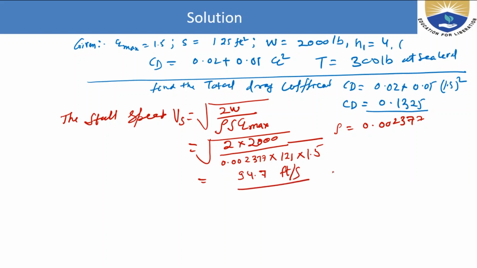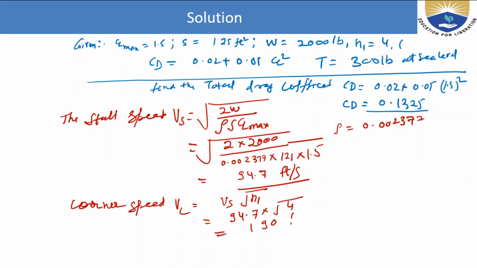So we know that the corner speed VC is equal to Vs under root N1. Vs we have found out 94.7 into under root 4. This you will get 190 feet per second. So this we got the corner speed.